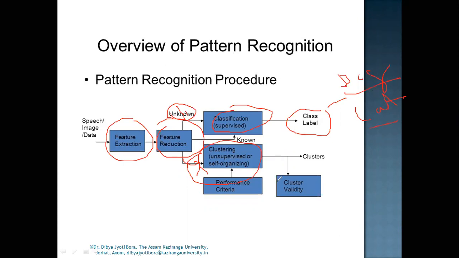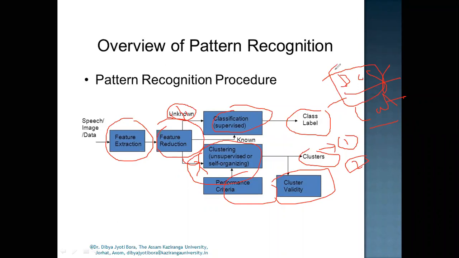And from the clustering, based on some performance criteria and the cluster validity, we'll finally form some clusters. In every cluster, we have the same type of patterns. Suppose this is cluster one, this is cluster two. In cluster one, we'll have those objects whose patterns are matching that of dog. Similarly, in cluster two, we'll have those objects whose patterns are matched with cat. So ultimately, we can say that cluster one consists of objects which are dog patterns, and cluster two consists of those objects whose patterns are matching with cat.